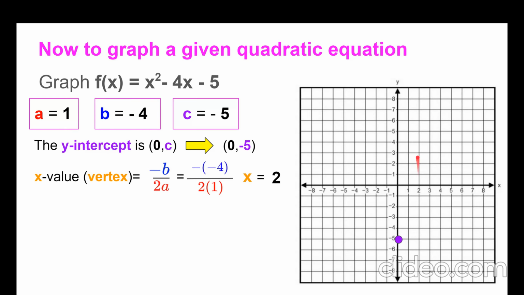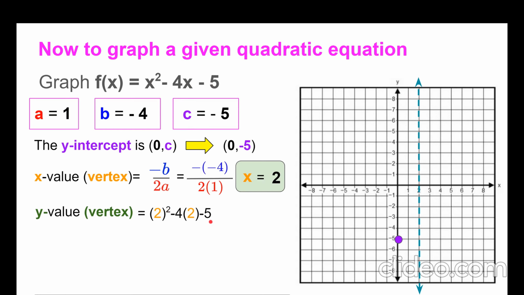So the vertex is on any point on x equals 2. So this vertical line right here has the vertex. I don't know what the y value for it is, but this is the line where the vertex is. What I've got to do now is plug x equals 2 into the function. So if I plug x equals 2 into the function, I would get 2 squared, minus 4 times 2, and then minus 5. So all I've got to do is replace the x with a 2.